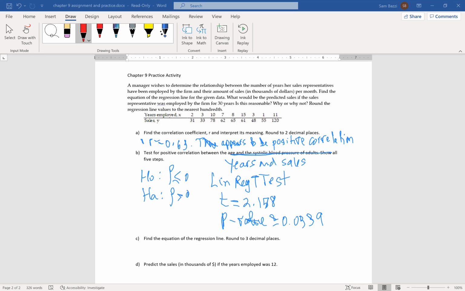Okay, what's alpha here? Let's make it 0.01. It didn't say, so I'm just going to make it 0.01 because I want a different answer from what we've done so far. Do you guys agree with me that the p-value is bigger than alpha? So what's the conclusion? Fail to reject H0.